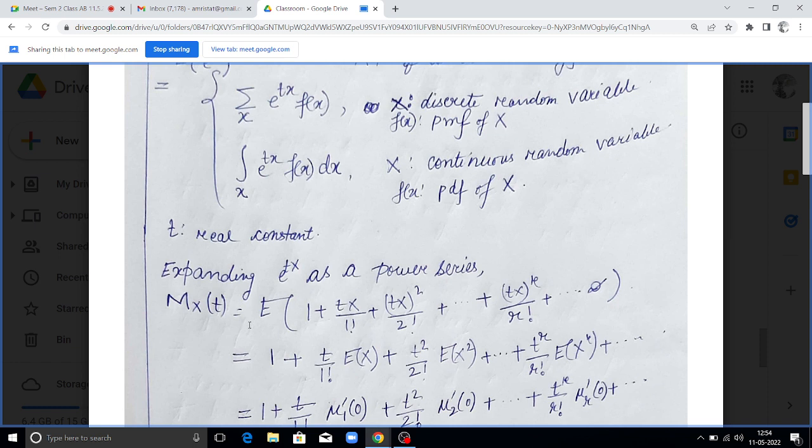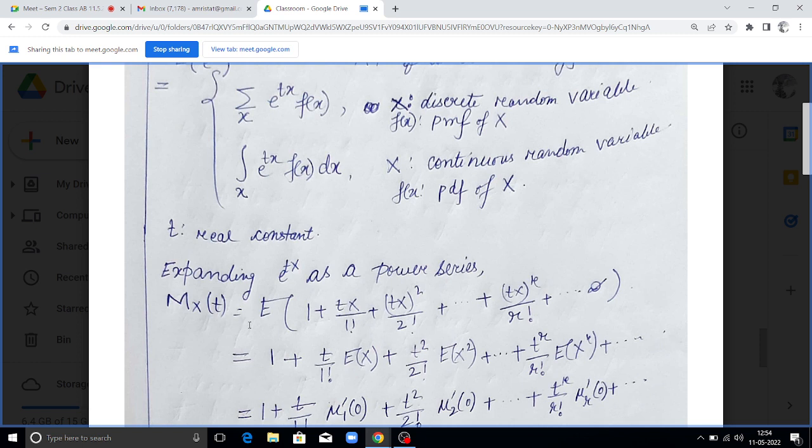M_X(t) is expectation e to the power tx. So within expectation, if I just expand e to the power tx, the power series that we get is 1 plus tx divided by 1 factorial plus t squared x squared by 2 factorial plus, it continues till t to the power r x to the power r by r factorial till infinity.